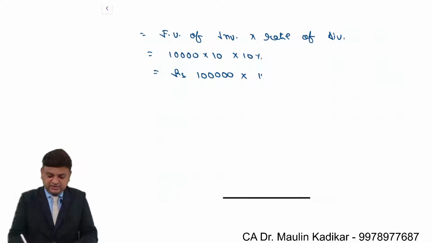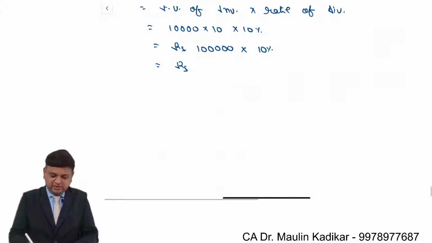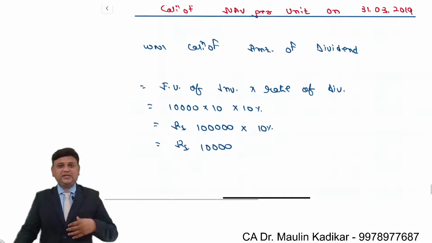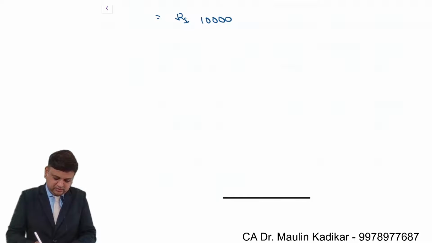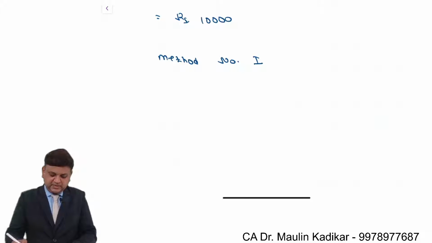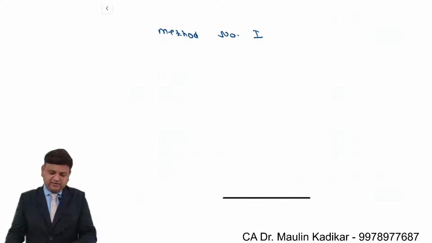1 lakh into 10%, that comes to 10,000. Because separate working note is required to be prepared, of course, because the above working is only for understanding. Then method number 1. In that, say, doing a simple working like this.